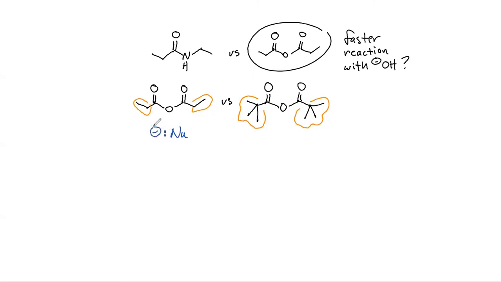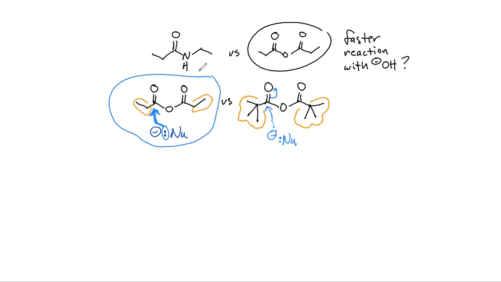We might think about one of the rate limiters being the approach of the nucleophile to the carbonyl carbon, which would be relatively uninhibited in the case of the less bulky anhydride, but would be more difficult, and therefore happen more slowly, with a larger tert-butyl group. So we would expect a faster acyl substitution reaction for the less hindered compound.